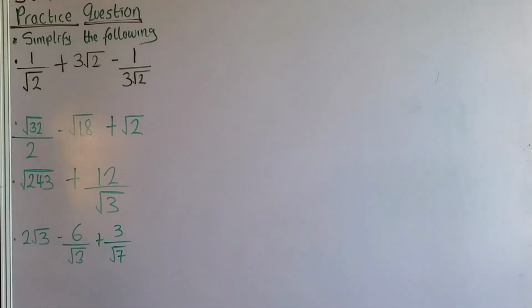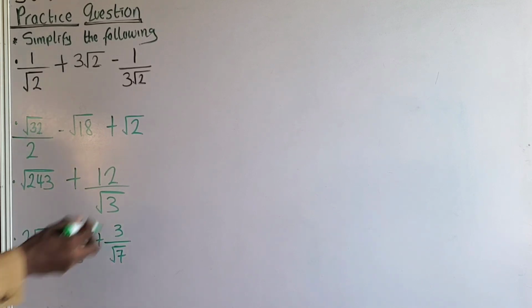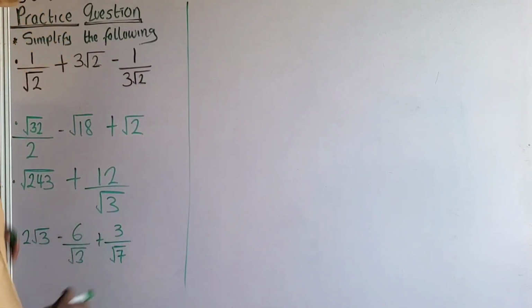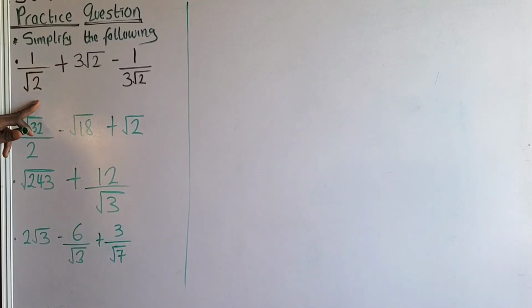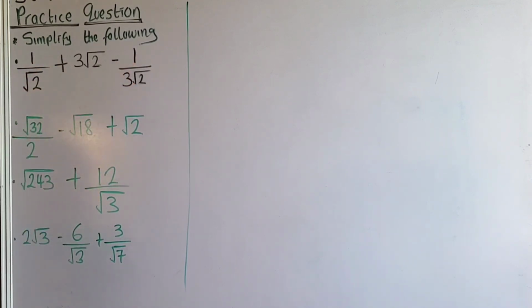In this class, we are going to go over practice questions on surds. Let's consider the question that we have on the board. We are asked to simplify the following. Let's start with the first question. We have 1 over root 2 plus 3 root 2 minus 1 over 3 root 2.